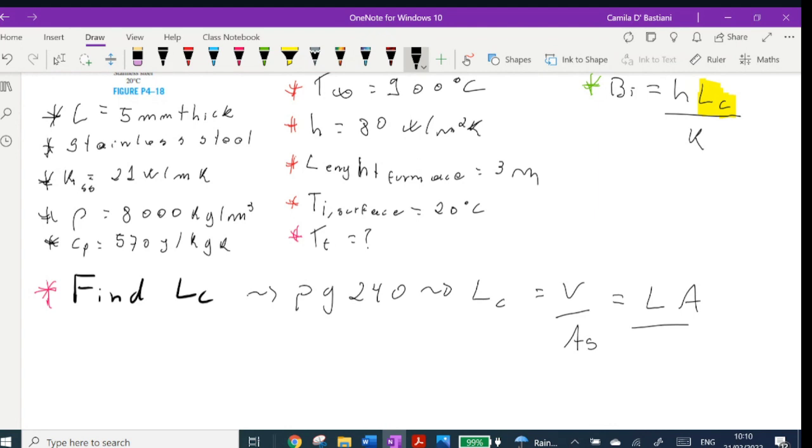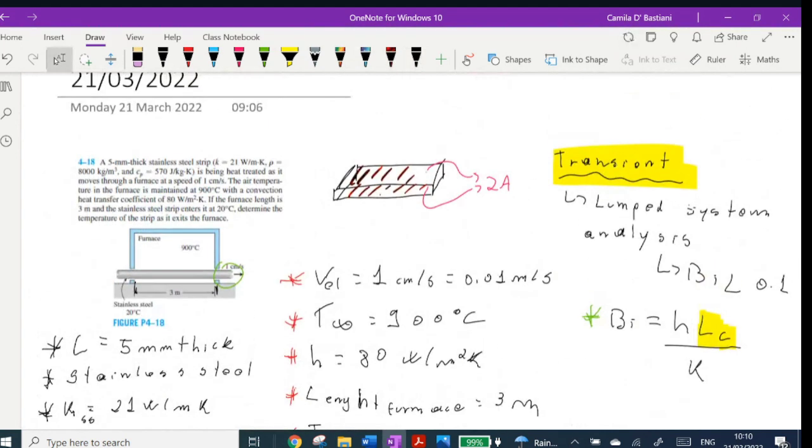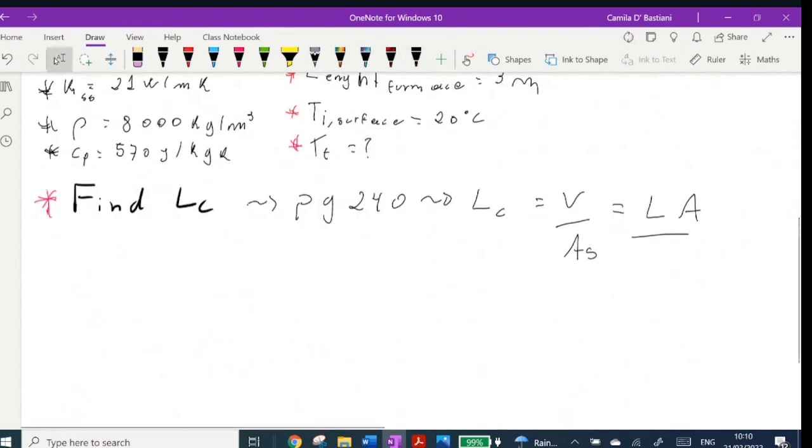And let's look at our area. I have an area in the top of my system and the bottom of my system. As it's a very thin thing, I'm told that it's a strip. I'm not going to consider the side areas here, okay? Just the top area and the bottom area. So I can say that I have twice my area, right? And this is my thickness.